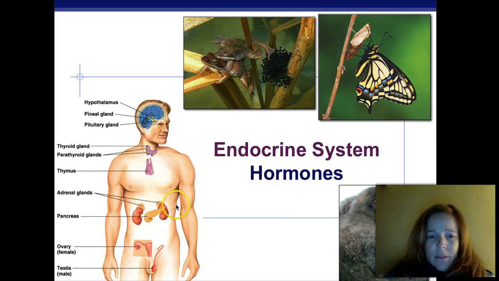We'll go over all of these throughout it, but just keep coming back to these, because make sure you know all of these glands and what hormones they produce by the end.